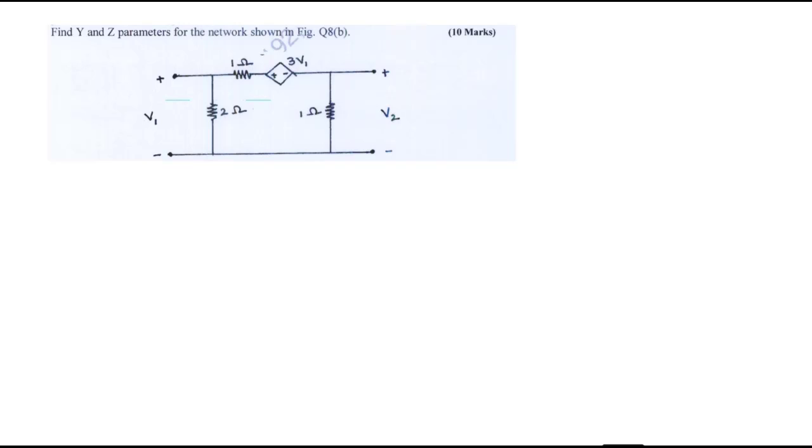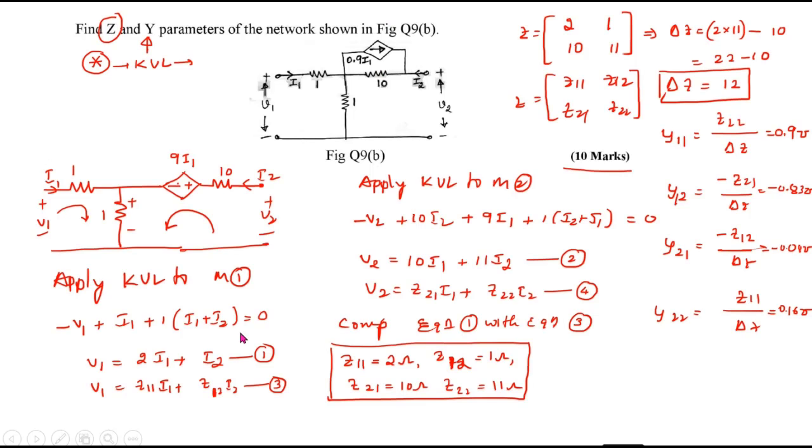Find y and z parameters for the network shown in the figure. So first key point is I will find out the y parameters here because the circuit is in a delta form. In the earlier case, I calculated z parameters first because the circuit was connected like a star connection. Here don't calculate y parameters for this.